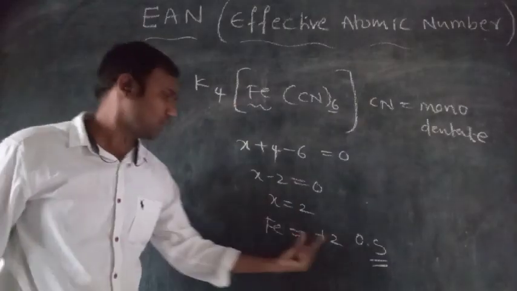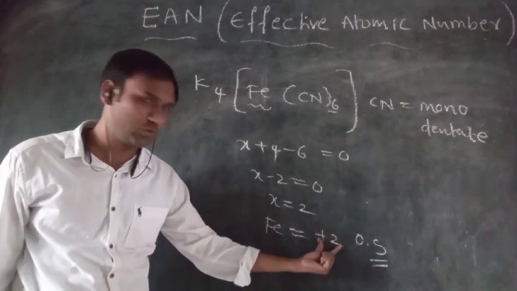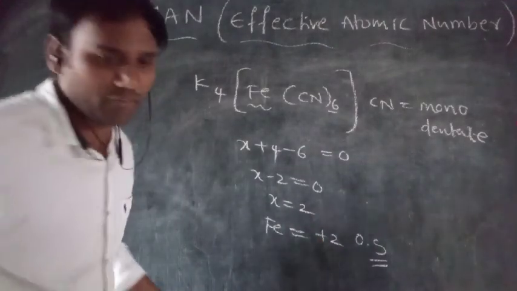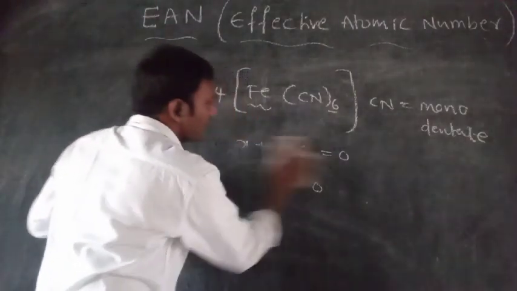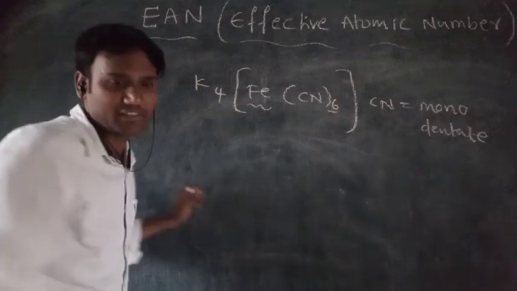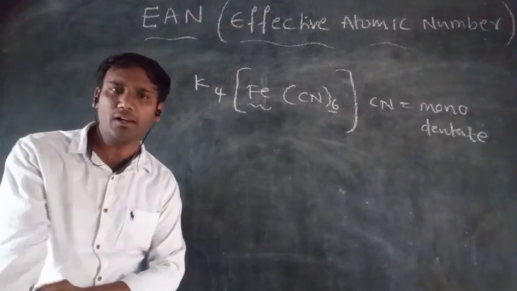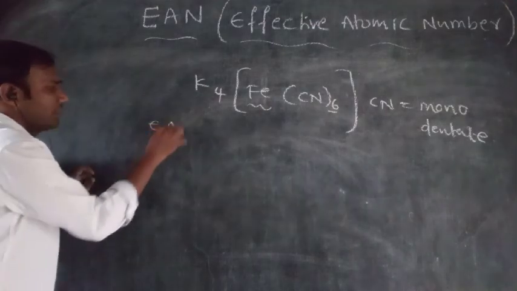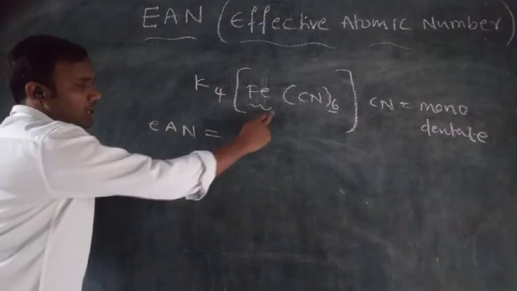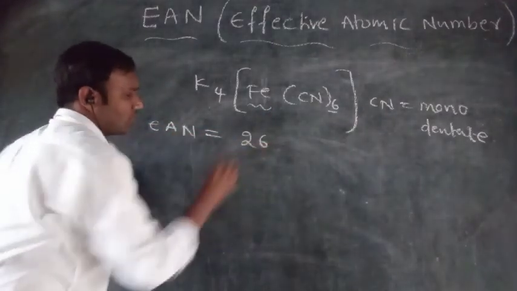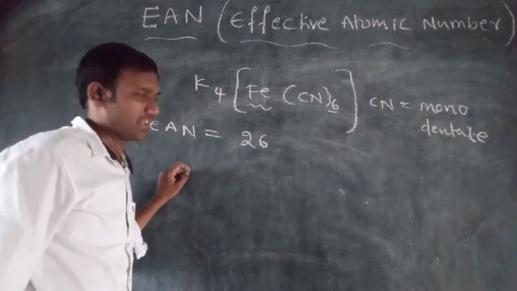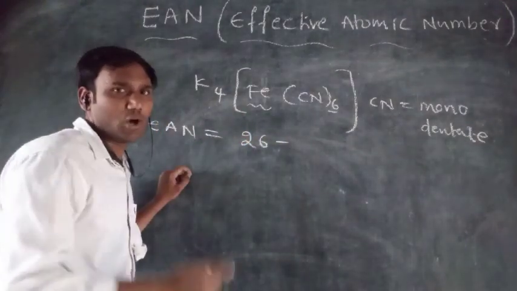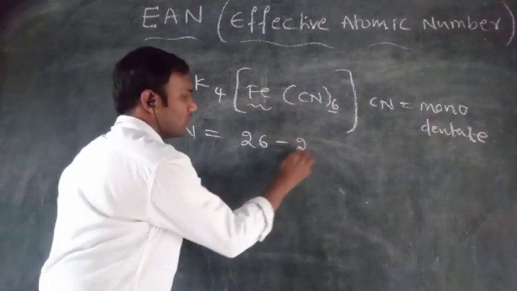That means iron is losing how many electrons here? 2 electrons. So the number of electrons lost by the central metal atom is 2. And the iron atomic number is 26. So what is the effective atomic number formula? Effective atomic number is equal to the atomic number of the central metal atom, which is 26, minus the number of electrons lost by the central metal atom. How many electrons lost? 2 electrons.